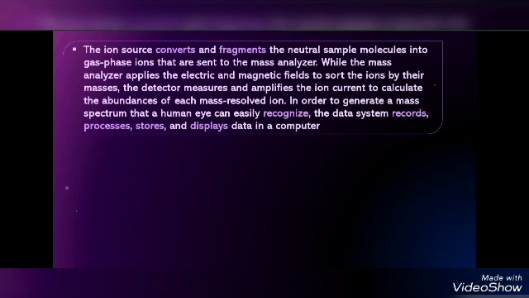The ion source converts and fragments the neutral sample molecules into gas phase ions that are sent to the mass analyzer, while the mass analyzer applies electric and magnetic fields to sort the ions by their masses. The detector measures and amplifies the ion current to calculate the abundances of each mass resolved ion in order to generate a mass spectrum that a human eye can easily recognize. The data system records, processes, stores, and displays data in a computer.